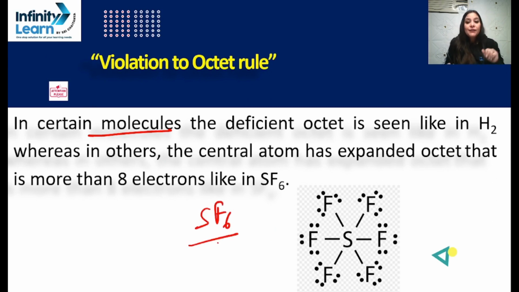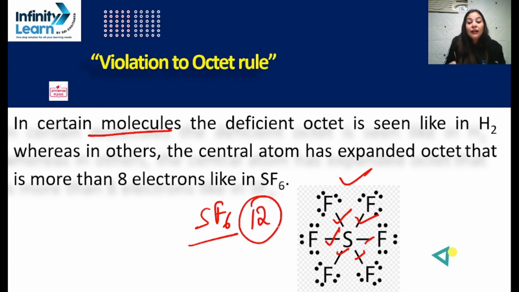Another violation to the octet rule is in certain molecules. Let me give you one example, SF6. Look at the structure and now count the electrons of sulfur after forming bond. See, 1 electron pair, 1 electron pair, 1, 1, 1. How many? 2, 4, 6, 7, 8, 9, 10, 11, 12. So here after sharing, sulfur has got 12 electrons. So there are certain molecules like this which have an expanded octet. That means they have more than 8 electrons. So this is also one of the exceptional cases of the octet, or a violation to the octet rule.